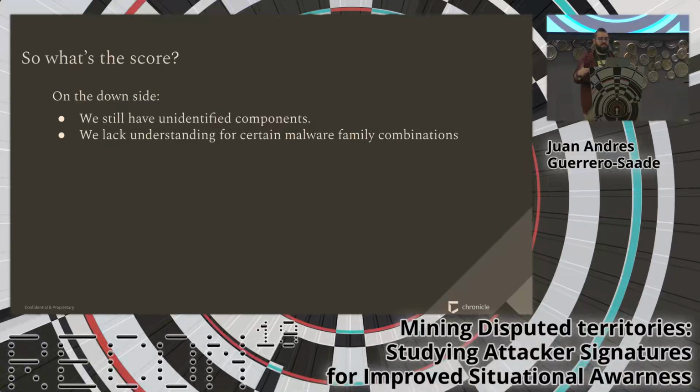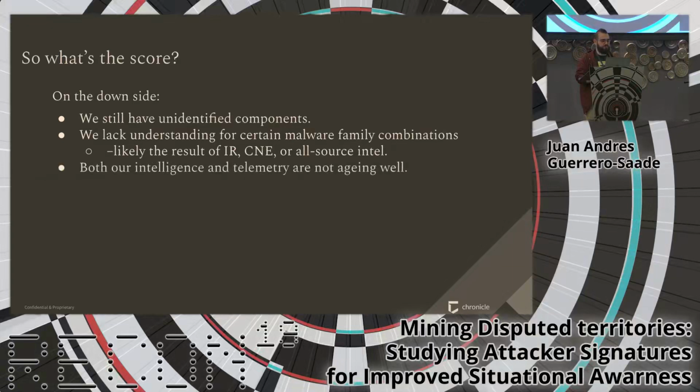We lack understanding of certain malware family combinations, which of course, if the government can see things from an incident response engagement, they're going to know that these two pieces of malware showed up in a defense contractor, whereas for us, we just see two pieces of malware. We have no way of correlating them, right? And like I said, it's likely the result of incident response or their own computer network exploitation of other boxes or all-source intelligence, which they get to leverage on their own, right?